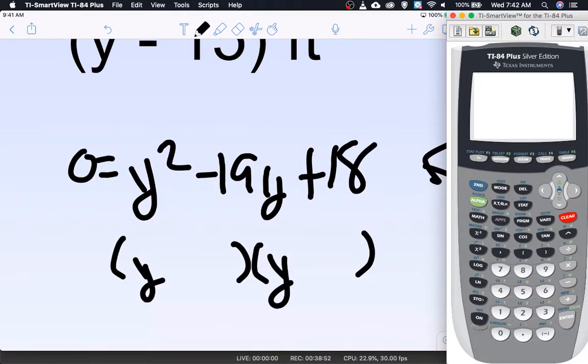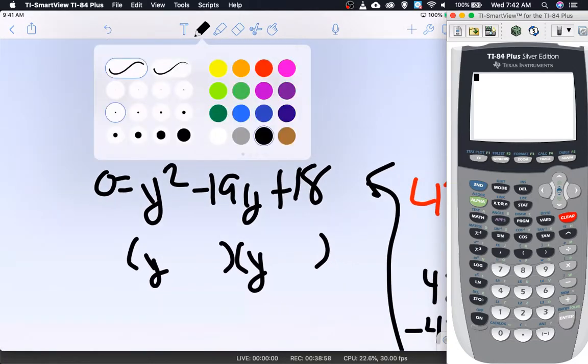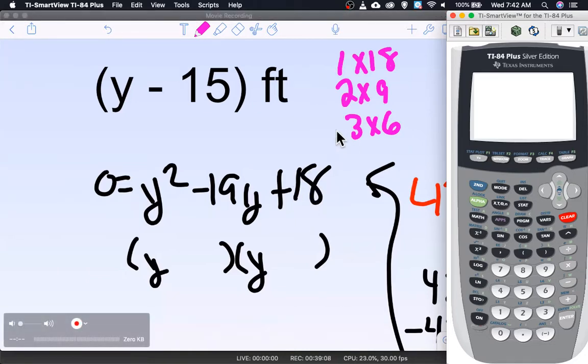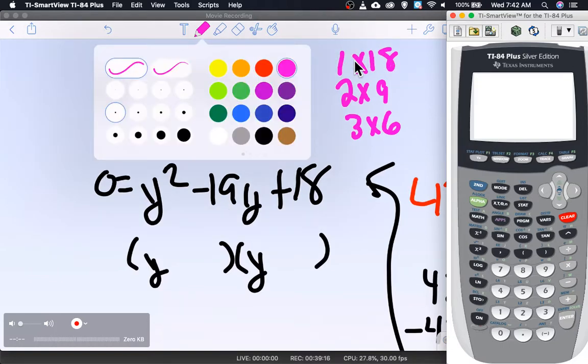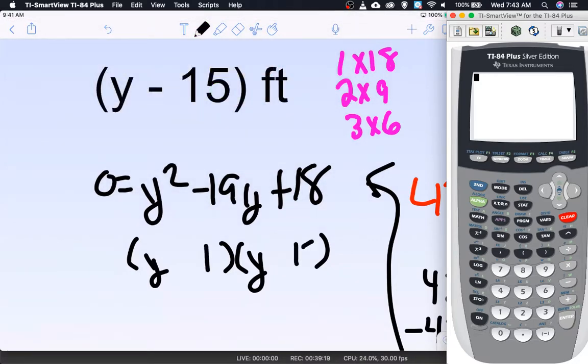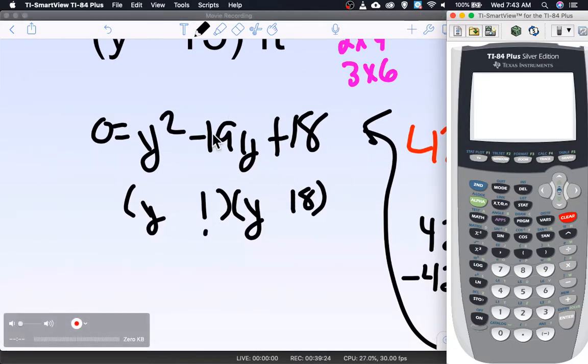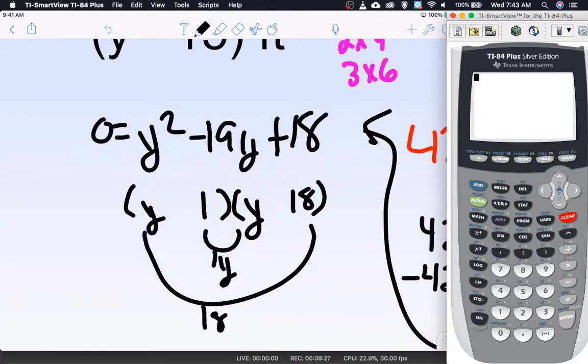Now, I looked at that, and my brain automatically starts factoring stuff in my head. Factors of 18: 1 times 18, 2 times 9, 3 times 6. They all multiply to get 18, but which of those adds or subtracts to give you 19? That one. So 1 and 18. And in order to get a negative 19 out of this, my 1y and my 18y would both need to be a negative, a minus.